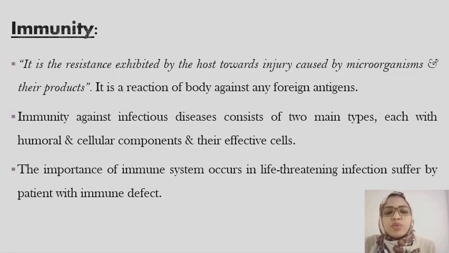Immunity is the resistance exhibited by the host, who is my body, toward the injury caused by microorganisms and their products. In short, it is the reaction of the body against foreign things, which we call antigens. Immunity against infectious diseases consists of two main types, meaning two types of armies: humoral and cellular, and each army has its own effector cells.